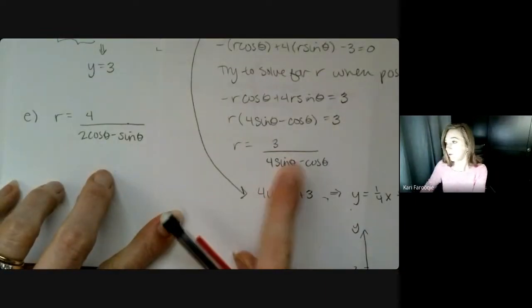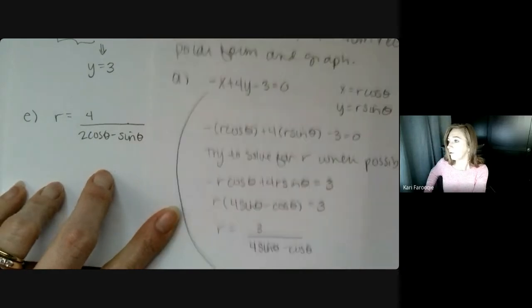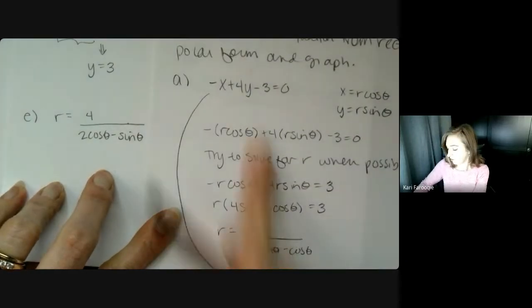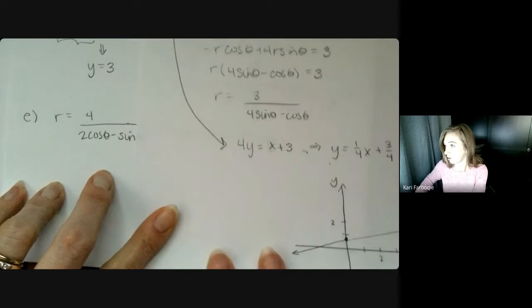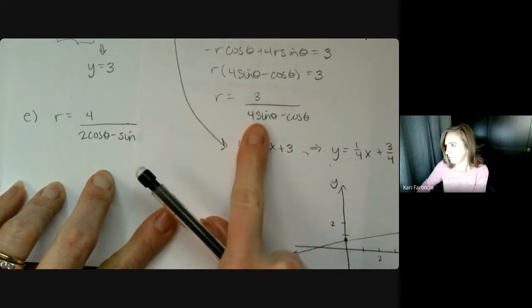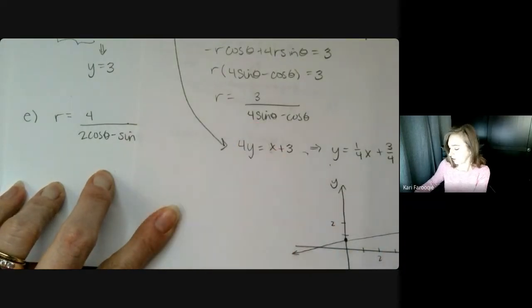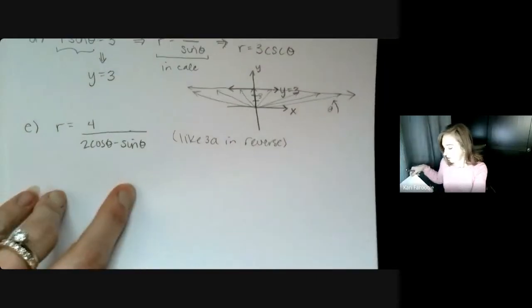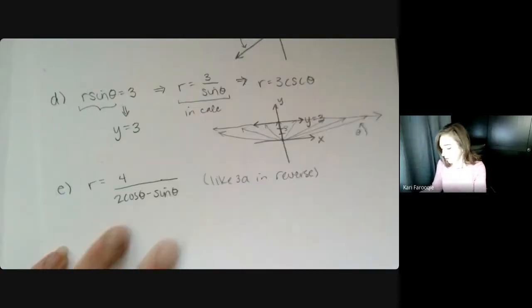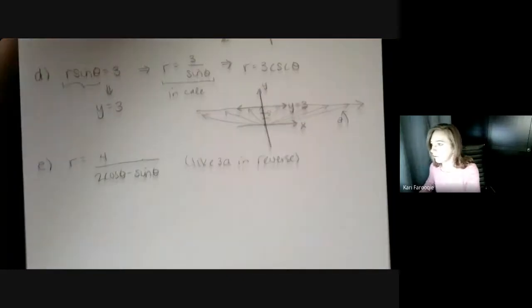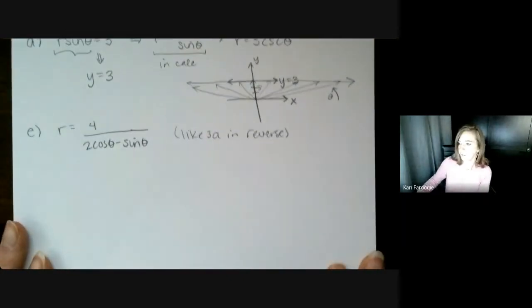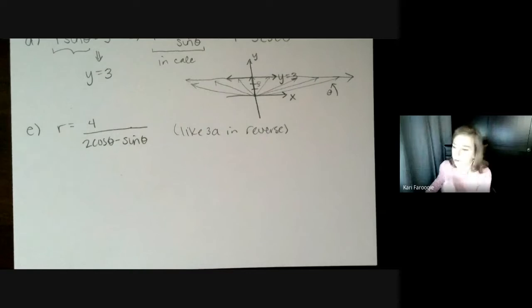So look at what we had for example 3a when we were done. We originally started out with this rectangular graph, and then we got over here to this polar form, which we said, wow, that really doesn't look much like anything we know about, but we did know about it. So we're going to work this one in reverse, switching it back to rectangular form.